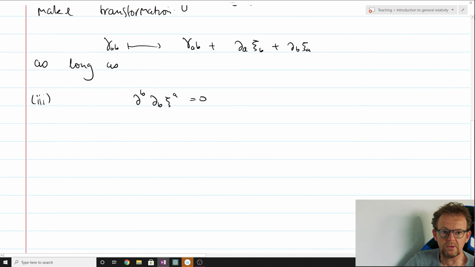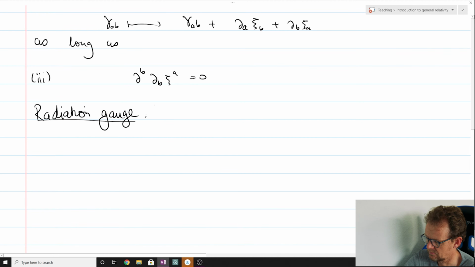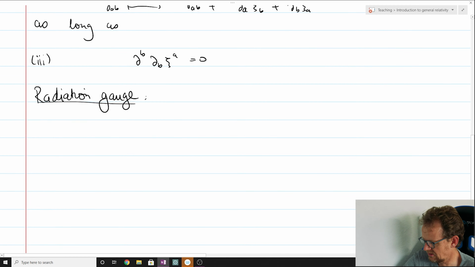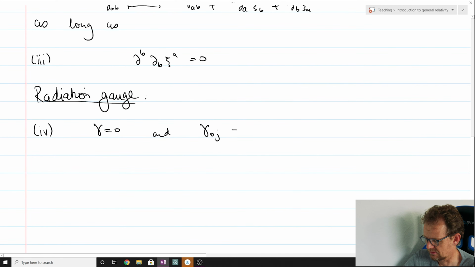We're going to use this freedom now to make our life a little bit easier in looking for gravitational wave solutions. We're going to introduce the so-called radiation gauge, which will be quite handy in a minute. The radiation gauge is determined by the following conditions, namely gamma is 0 and gamma naught j is also 0 for j equals 1, 2, 3, where gamma itself is just the trace of gamma, right?